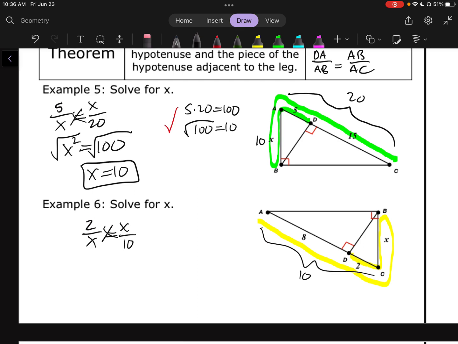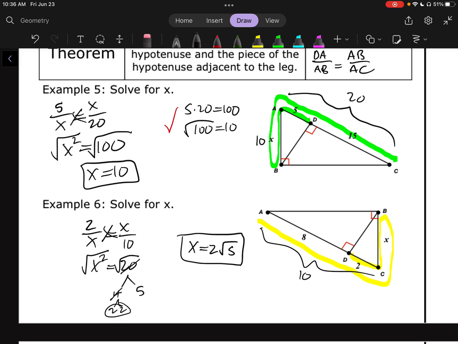So when we cross multiply here, x times x is x squared. 2 times 10 is 20. Take the square root of that. 20 is not a perfect square, so we are going to have to simplify it. We could do 4 and 5 because 4 is a pair of 2's. So remember, the 2 comes out, the 5 stays in. So simplified, that would be 2 square root 5.